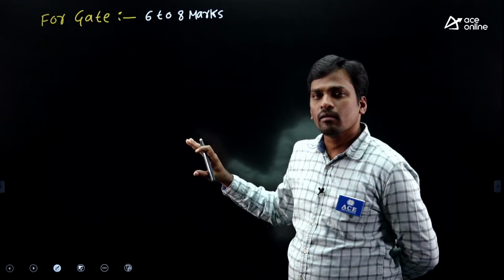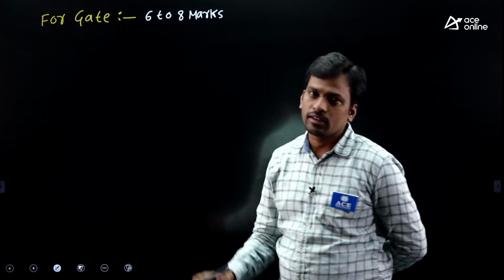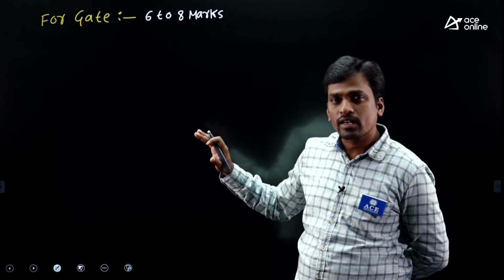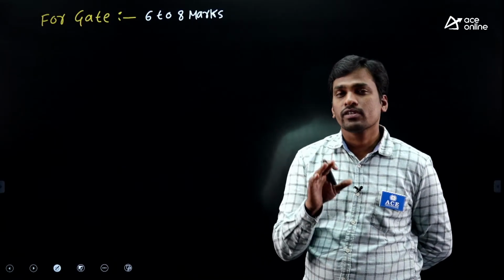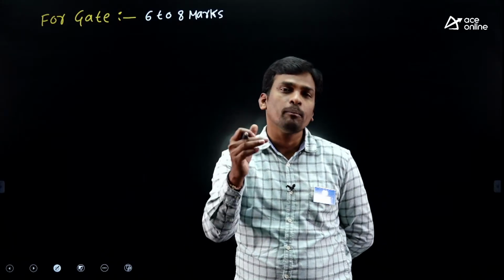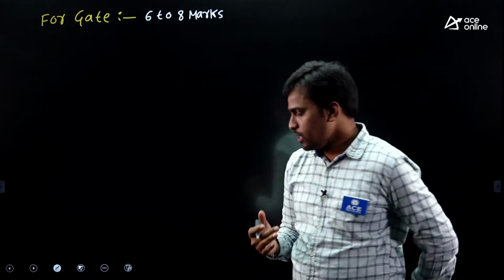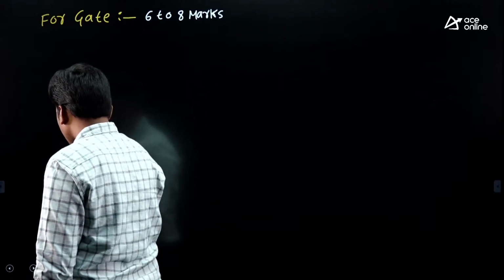Here I can say the most important chapters. So you have to focus more on these chapters, students. I'm not saying the rest of the chapters are not important, or that you can skip them. No, please. You have to practice more on the most important chapters. So what are the most important chapters for GATE?